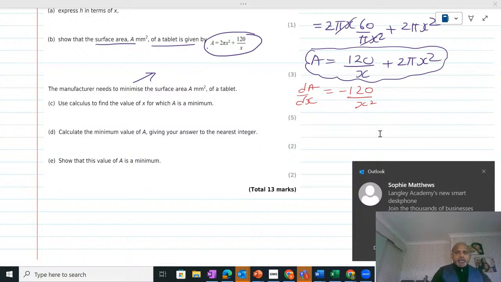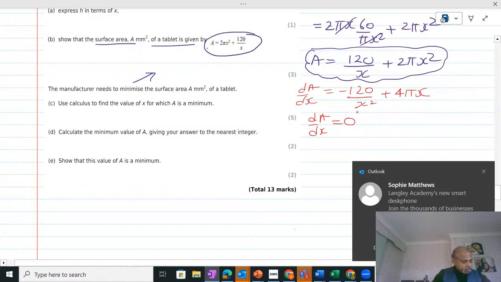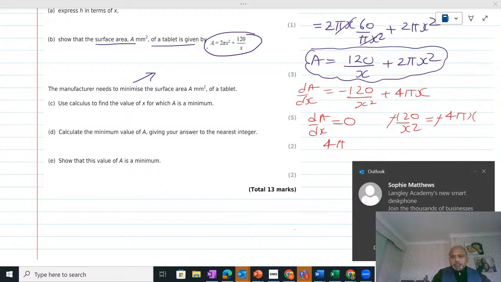So dA over dx is minus 120 over x square. Now, this is irritating. So minus 120 over x square and plus it should be 4 pi x, right? 4 pi x. So again, you put dA over dx equal to 0. If you put dA over dx equal to 0, it should be minus 120 over x square equal to minus 4 pi x. So minus and minus cancel, and you can write down here 4 pi x cube.